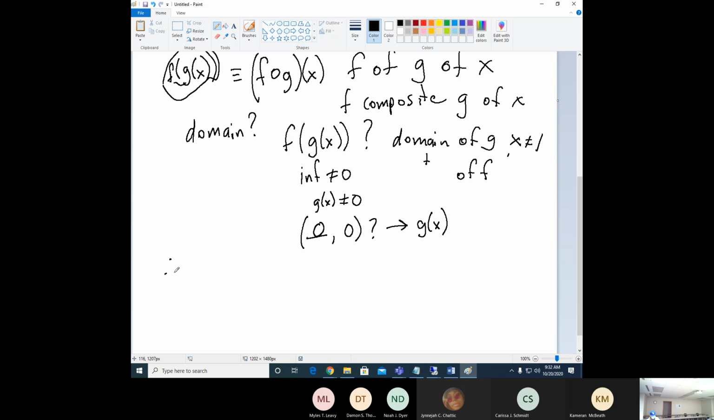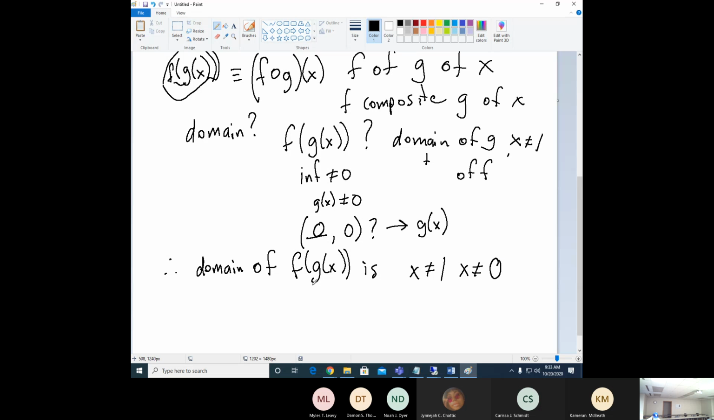Therefore, the domain of the composition f of g of x is any values where x is not equal to -1, or sorry, not equal to 1, and x is also not equal to 0.